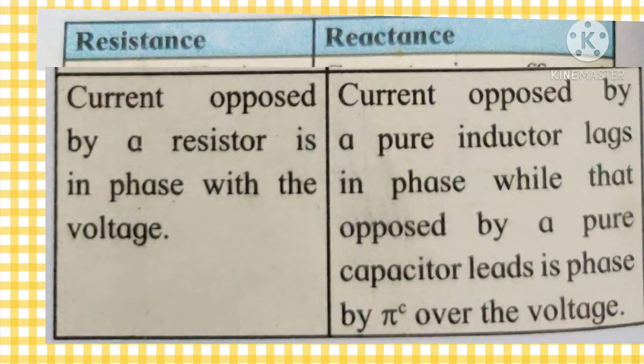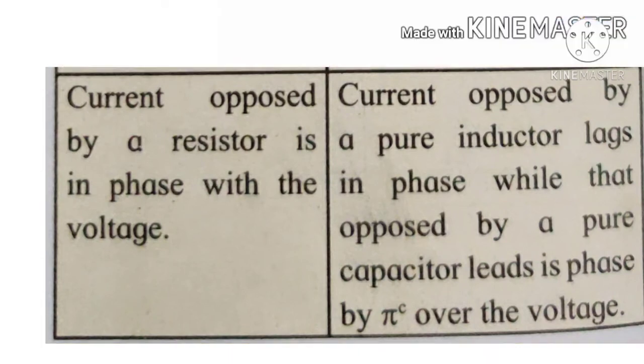In resistance, the current opposed by the resistor is in phase with the voltage. In reactance, the current opposed by a pure inductor lags in phase, while that opposed by a pure capacitor leads in phase by pi over the voltage.